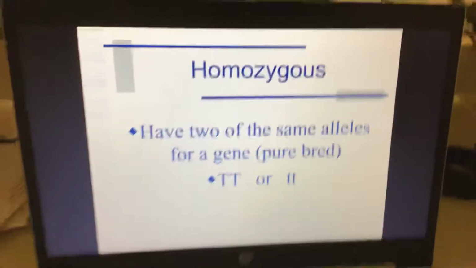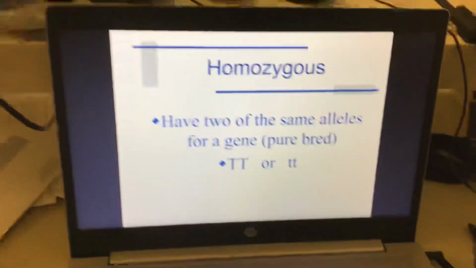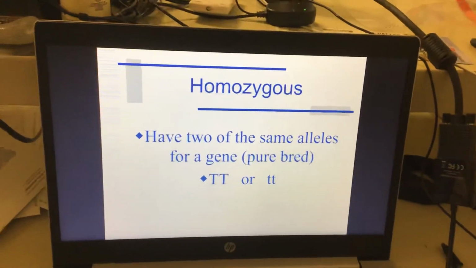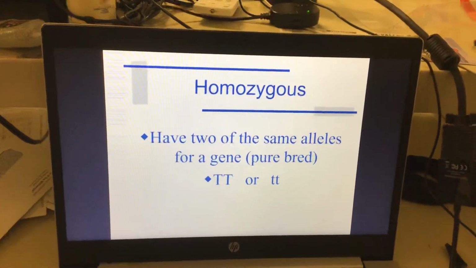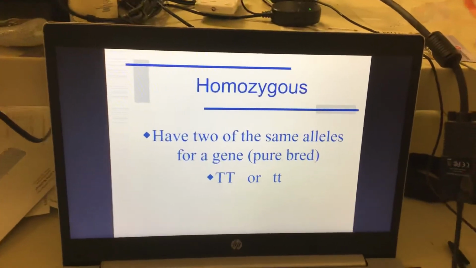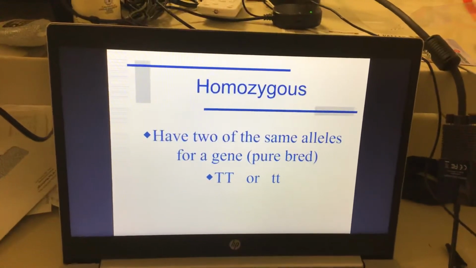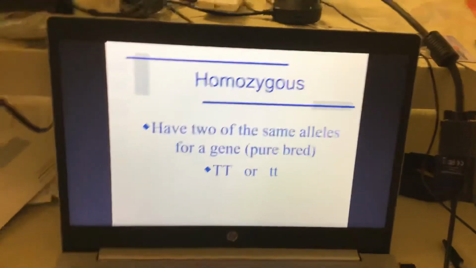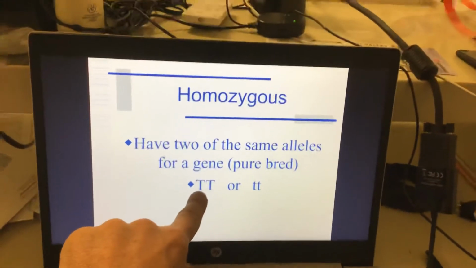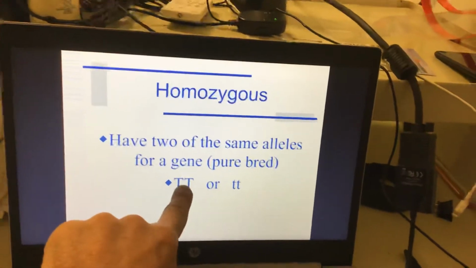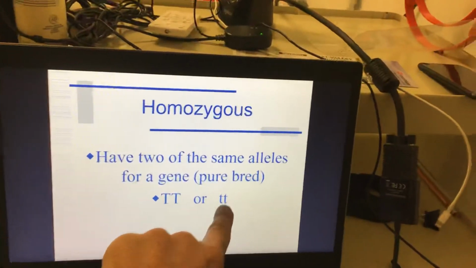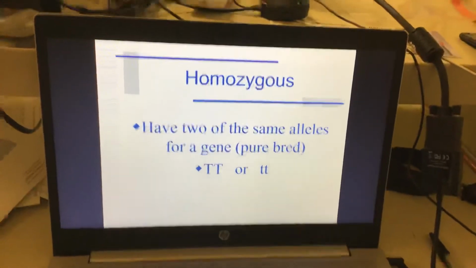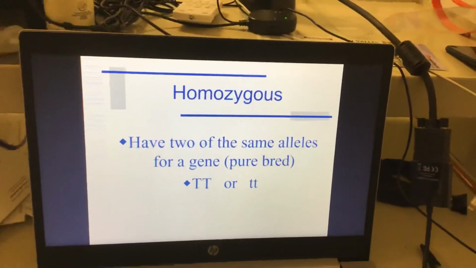So if a plant is homozygous tall, that means it has 2 of the same alleles for the gene. The prefix homo means the same. So if it's homozygous, it has the same genes. They got big T from mom, big T from dad. They're the same. Or maybe it got little t from mom, little t from dad. They're the same. That's homozygous. We also might call this purebred.